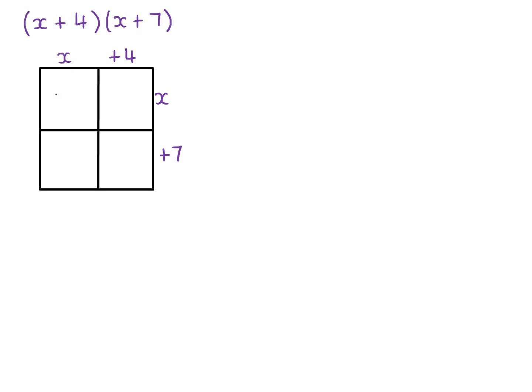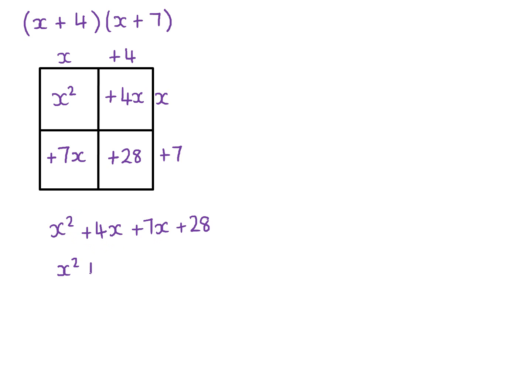So again, x times x, the area of this bit, is going to be x squared, plus 4 times x, the area of that bit's going to be 4x. X times plus 7 is going to be plus 7x, and then plus 4 times plus 7 is going to be plus 28. And then combining them, we have x squared plus 4x plus 7x plus 28. And then we can combine our x terms together. So we get x squared plus 11x plus 28. And that's our question complete. We've expanded the brackets.